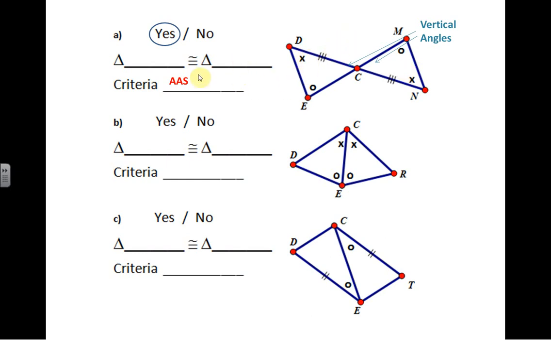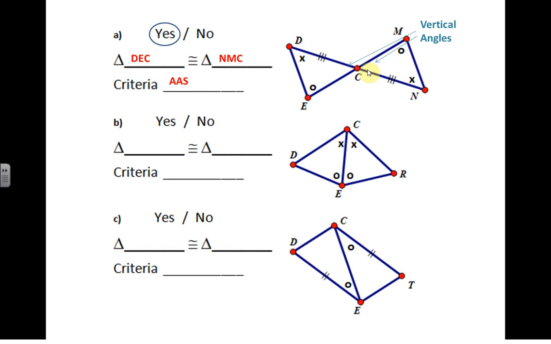And then here they're just looking for us to give corresponding pieces. So you can go in any order for the first triangle. So I went DEC, but you could have done CDE, DCE, etc. But because I went DEC, D corresponds with N, E corresponds with M, and then C corresponds with itself.